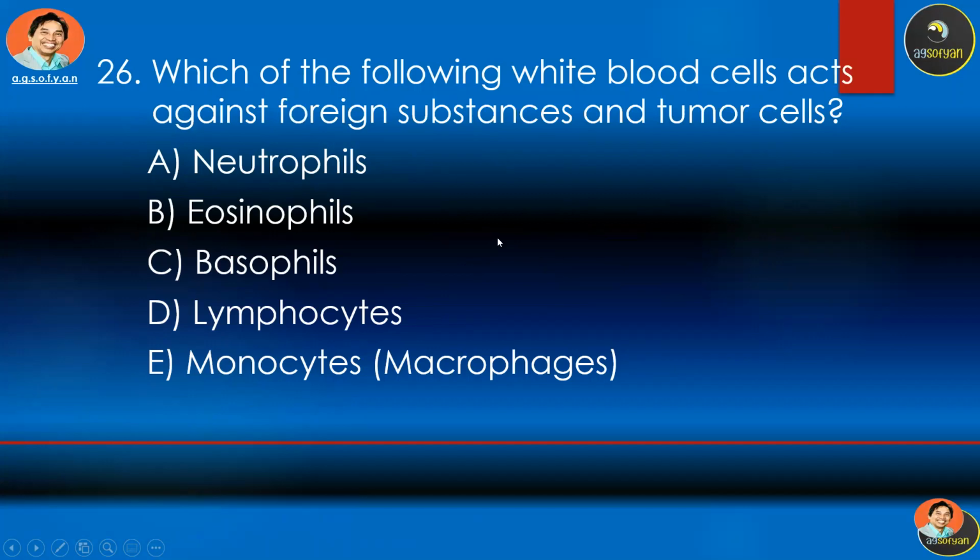Which of the following white blood cells acts against foreign substances and tumor cells? A, B, C, D, or E? Okay, so tumor cells are usually checked by T cells, which are part of the lymphocytes.